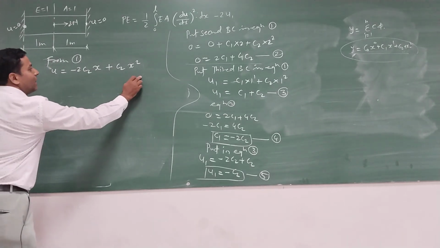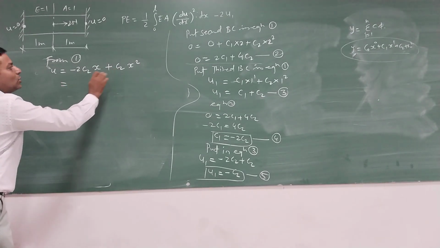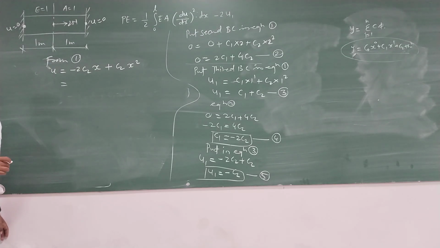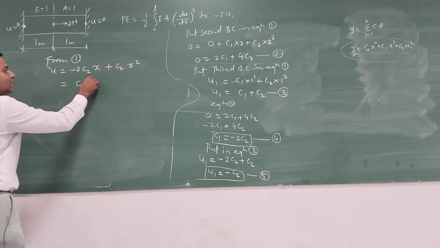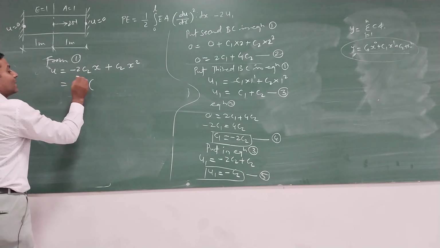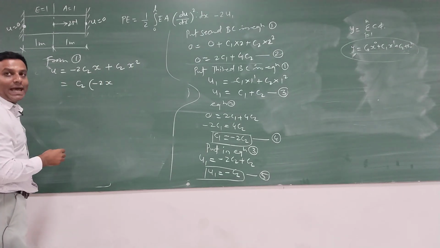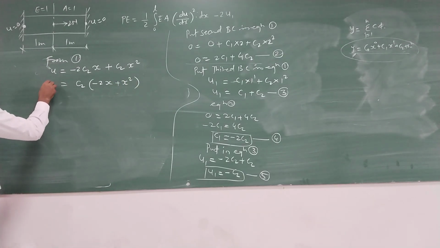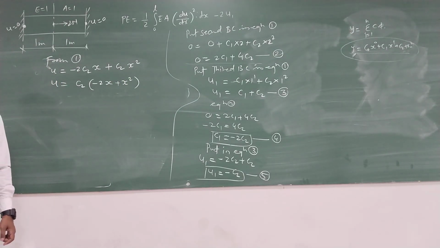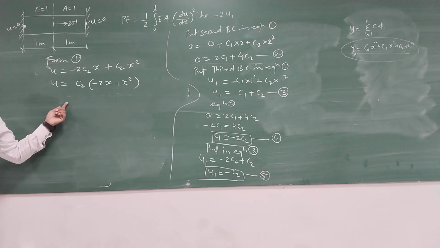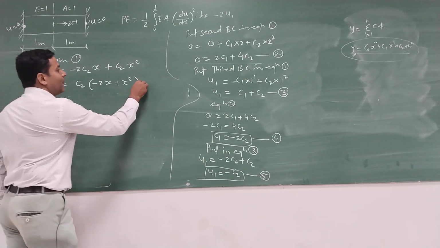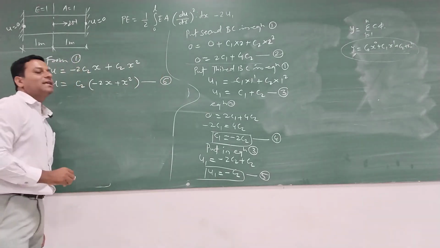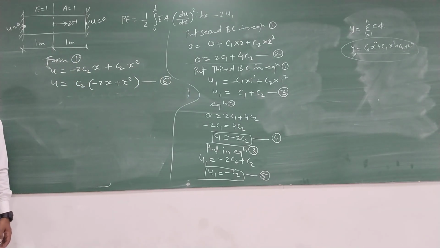Now here the C2 is common. So we'll take C2 common. Then this equation will become C2 times minus 2x plus x square is equal to U. Did you understand how this equation came? So I'll mark this equation as equation number 6.